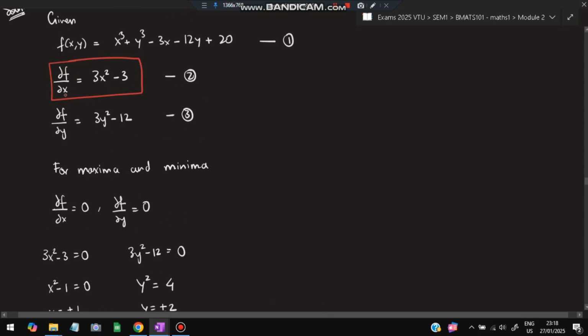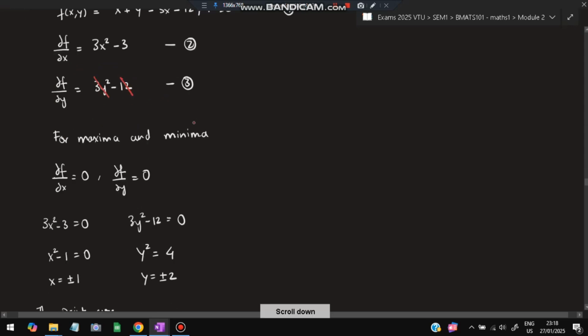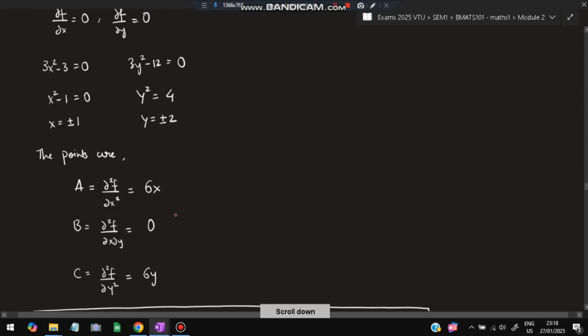Okay, already x is there, differentiate this with respect to y, or differentiate this with respect to x. Both answers will come the same. If you differentiate this with respect to y, this will be constant, this will be constant, it will become 0. Differentiate this with respect to x: this is constant, this is constant, the answer is 0. In both cases the answer will be the same, so you can write any of those answers, it will be 0.